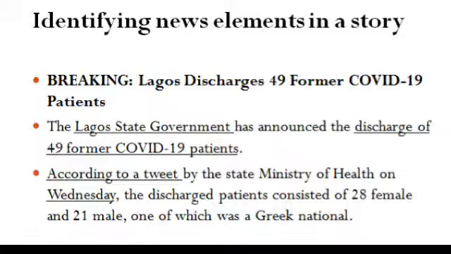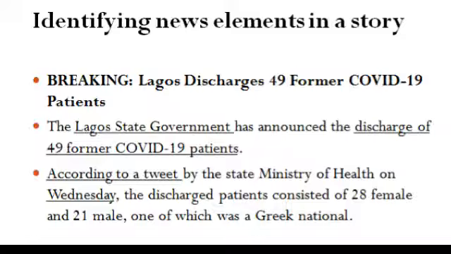Someone else could say maybe they were given letters showing that they've been discharged, or maybe it was announced in public. So we have the who, the personality involved, as Lagos state government. You have the what, that is the event that occurred that you are giving an account of, and that is the discharge of COVID-19 patients. And we have the where, that is where the event happened, and that is Lagos state. You can see it there. And then you have the when, that is the day or date the event happened, and that is Wednesday.